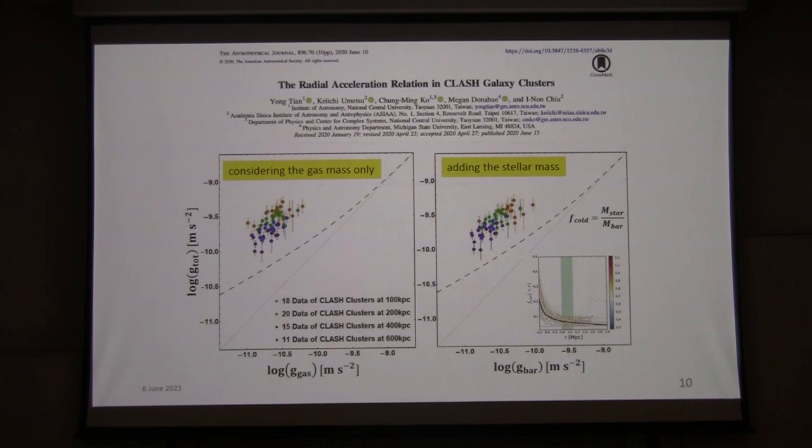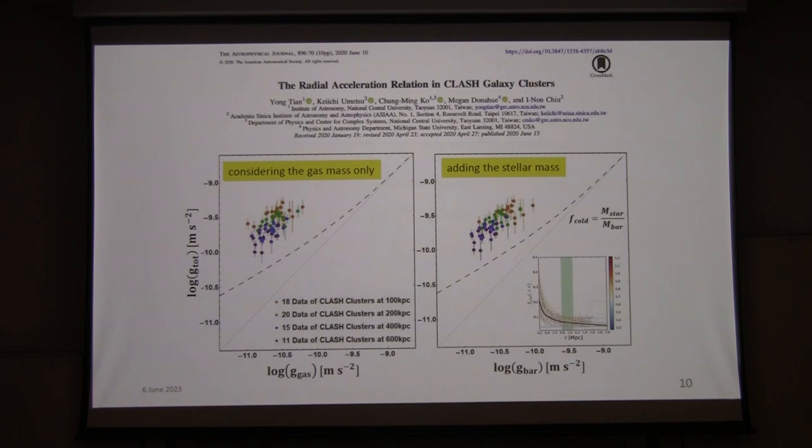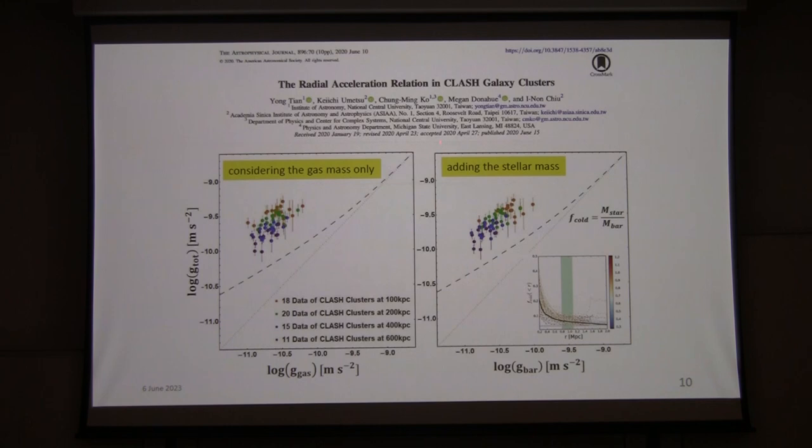So here is our result. The left panel here is the radial acceleration relation for the lensing acceleration versus the gas acceleration. But if we want to investigate the radial acceleration relation, we need to account for the baryonic mass. Although the gas mass is the dominant component, we still have 10 to 20% stellar mass. This is a scaling relation between the stellar mass and the baryonic mass. It turns out for the inner part, we have around 20% for the stellar mass. So we will account for it, and it becomes a little bit more like a straight line.